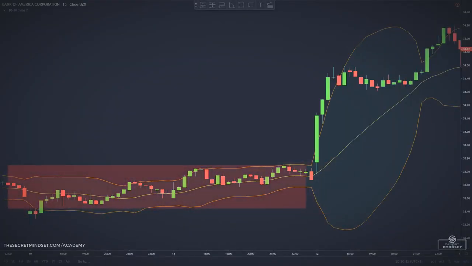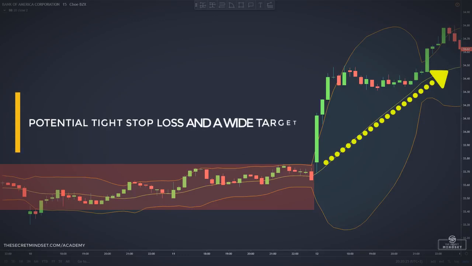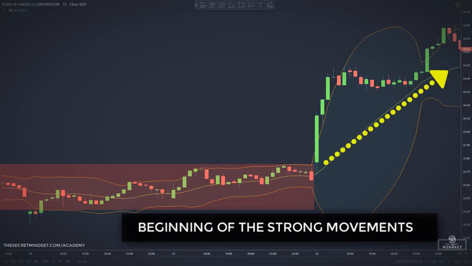Bollinger Band squeeze trade setups are really great because the movement that happens after the squeeze is usually very strong, and above all, we can enter with a very tight stop loss and a wide target. Bollinger Band squeezes are really profitable and have a great risk to reward ratio because they show us the beginning of a strong movement and hopefully strong and continued trends.